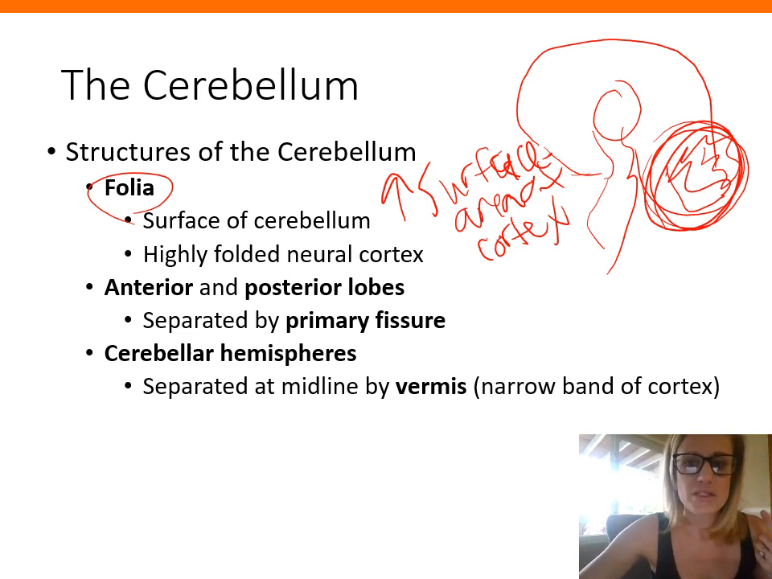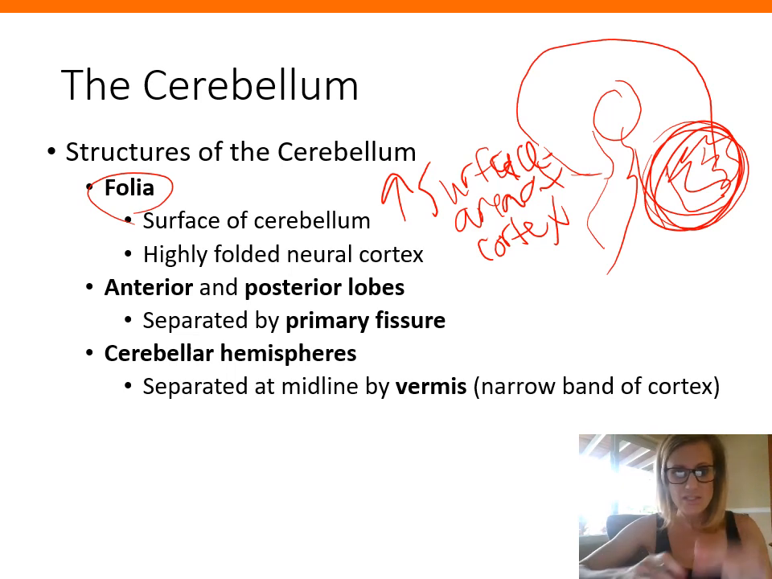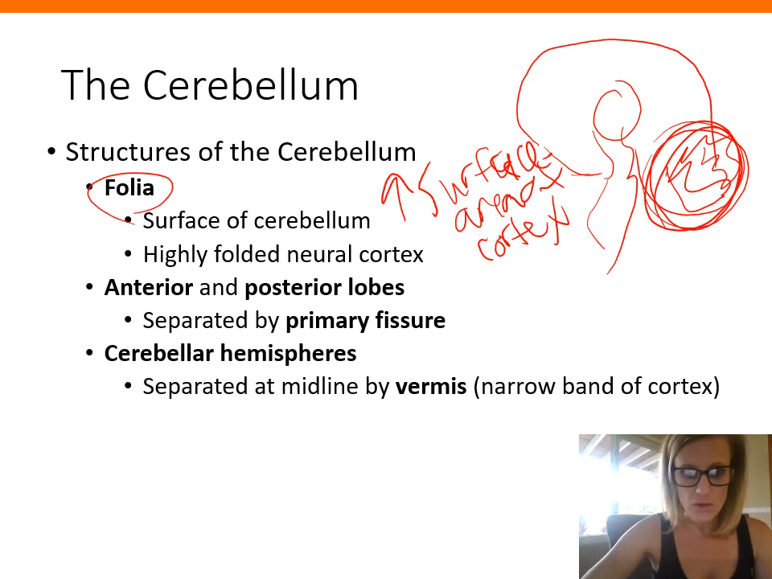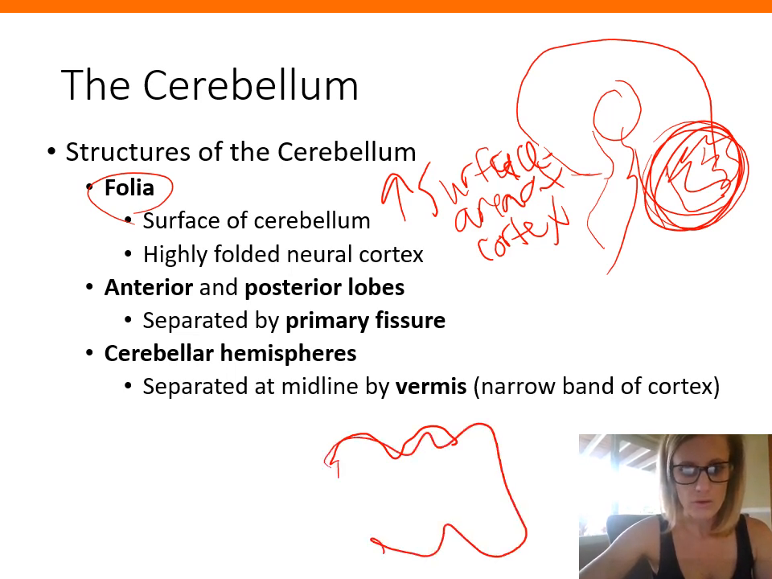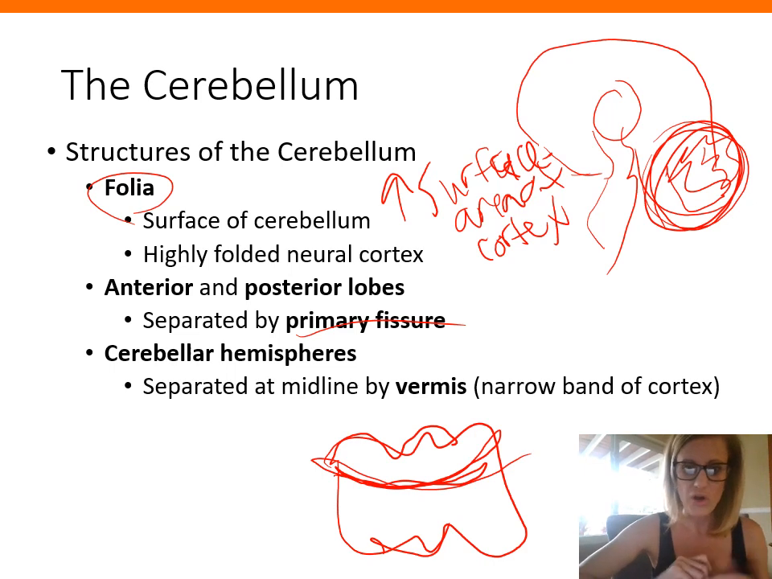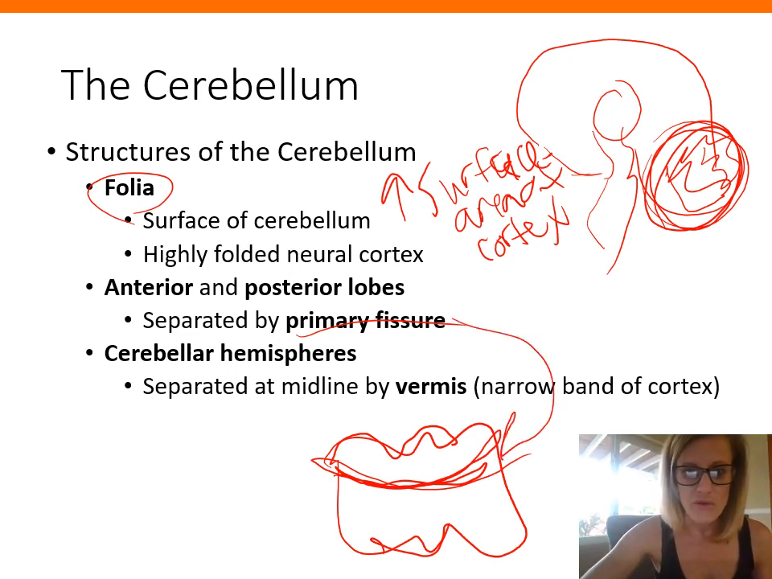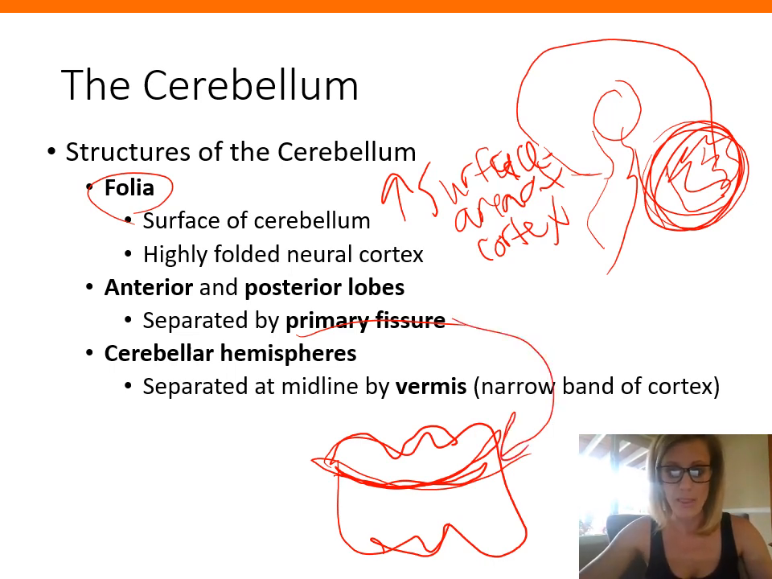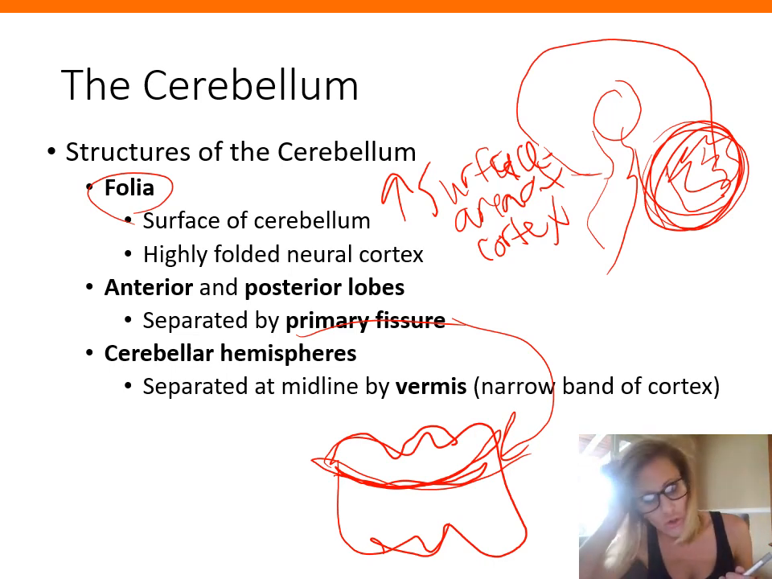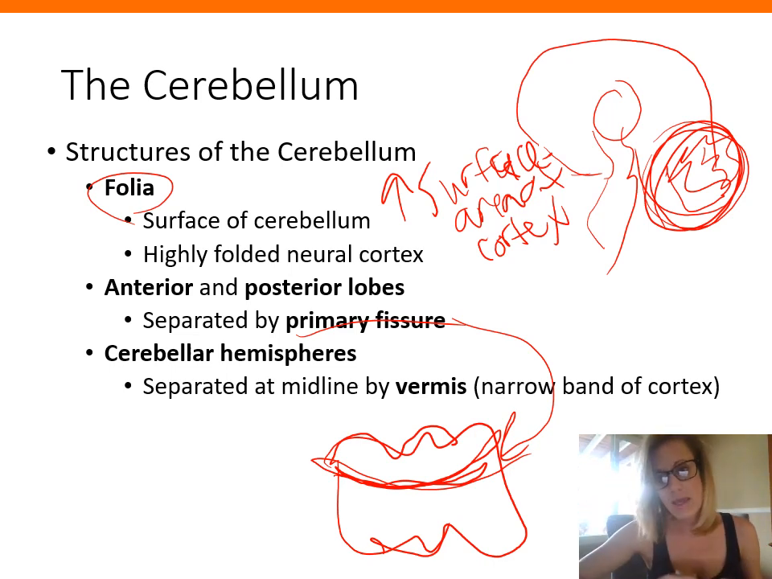The cerebellum is divided into an anterior and a posterior lobe. So when you look at the cerebellum, kind of like this, there's something called a primary fissure. It's a deeper fissure that separates the cerebellum into an anterior lobe and posterior lobe. This primary fissure is closer to the front of the cerebellum, so the anterior and posterior lobes are not equal. The anterior lobe is actually smaller than the posterior lobe.